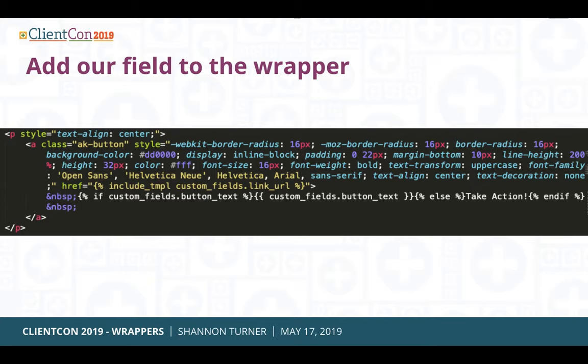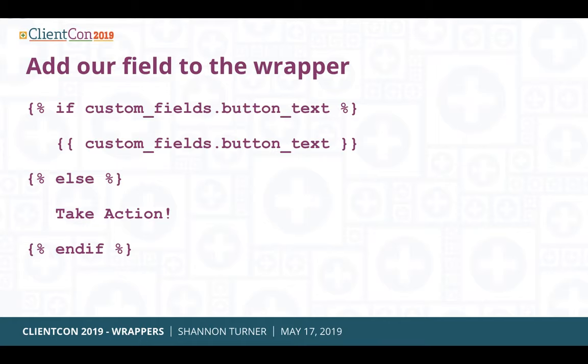But let's take a closer look at the code that we changed because it may not be super clear what we changed. Here are the 5 pieces of code. Number 1, if there's something in the custom field button text, number 2, then the button should read what was in the custom field button text. Otherwise, default to take action. And then end if ends this code snippet and says that we're done here.